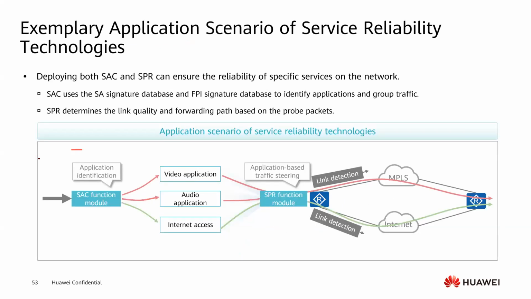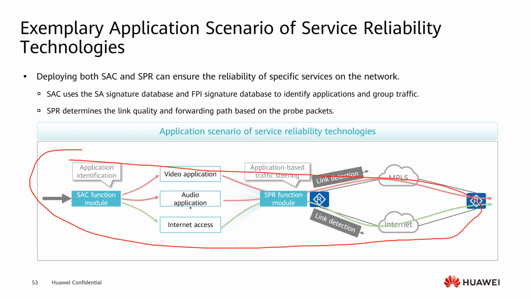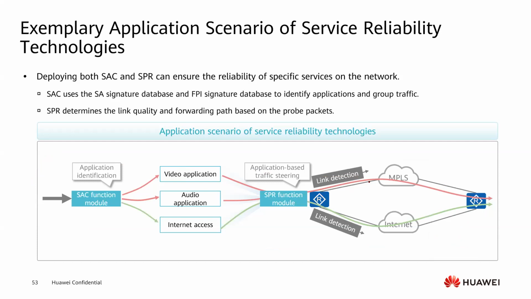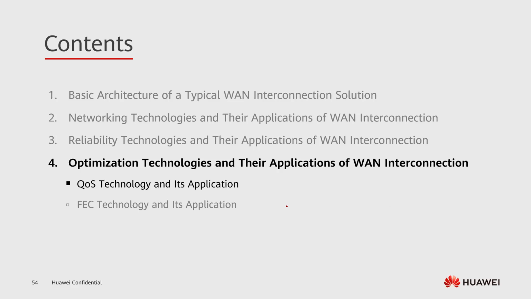So here is an example of the application scenario for the service reliability technology. Those two links use BFD, FPM, and NQA to detect the network quality, use SAC to classify the traffic, and use SPR to decide which traffic goes to which link. Okay, that is the reliability. Any question?